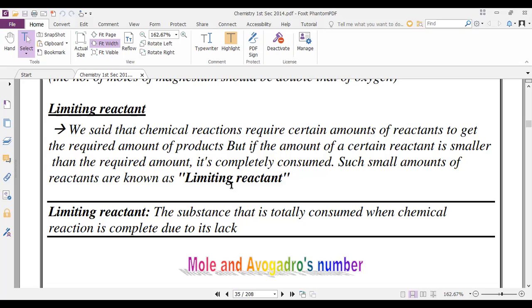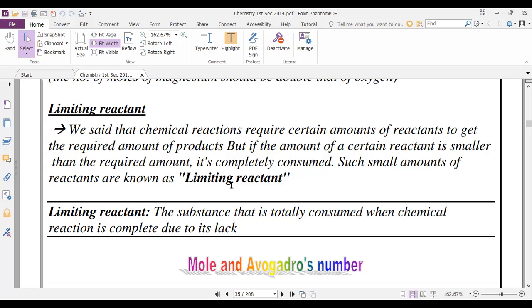The highest amount? No, it will be the least amount, because it will be finished immediately. And when this amount is finished, or consumed completely, the reaction will stop. Okay, I understand. Right? Yes. So the limiting reactant is called what? Limiting reactant: the substance that is totally consumed when a chemical reaction is completed due to its lack.